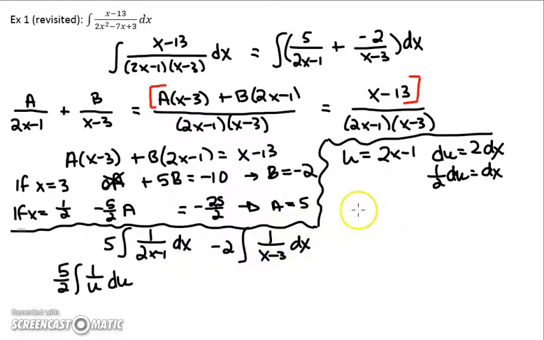Same idea with this one. U is going to be x minus 3. Du is going to be dx. Well, I have a dx, so that's a nice, easy transition. So minus 2 from the minus 2. Antiderivative, 1 over u du.